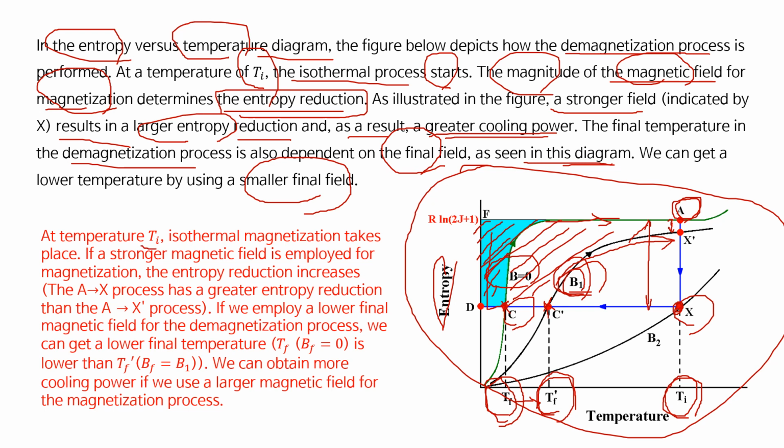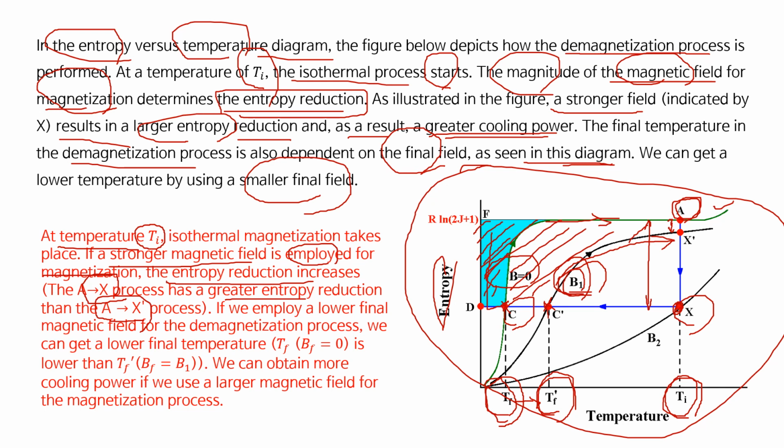At temperature T_i, isothermal magnetization takes place starting from here. If a stronger magnetic field is employed for magnetization, the entropy reduction increases. So here the A to X process has greater entropy reduction than the A to X prime process. Okay.